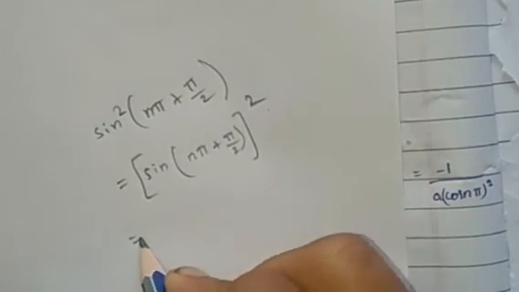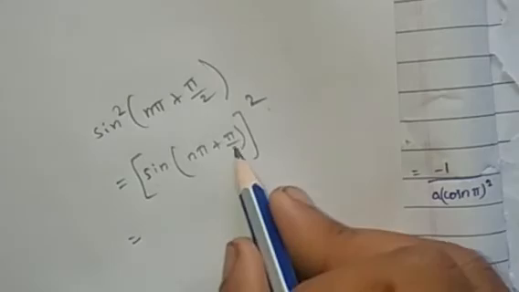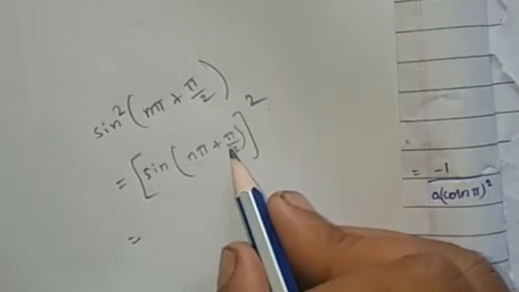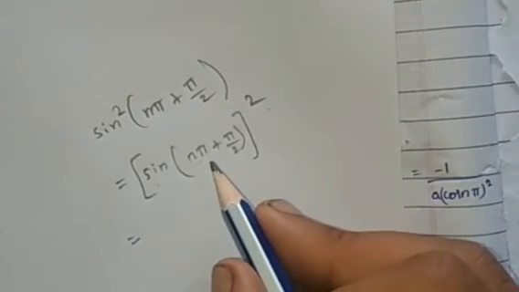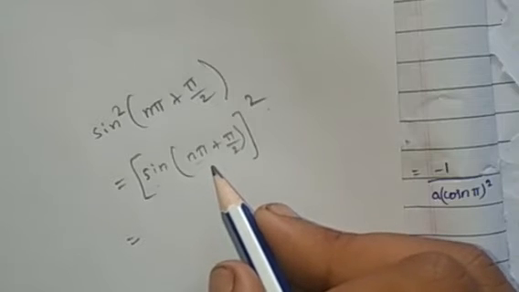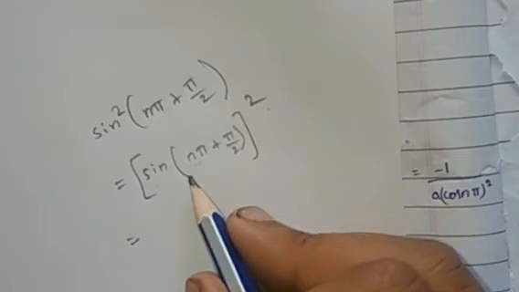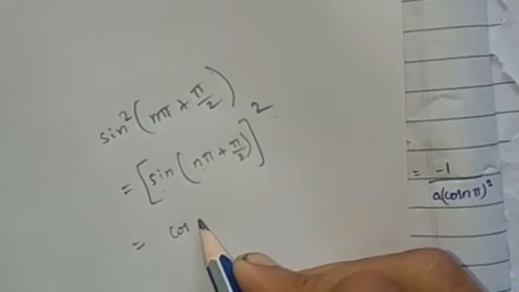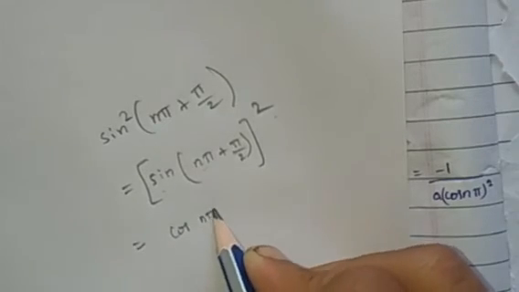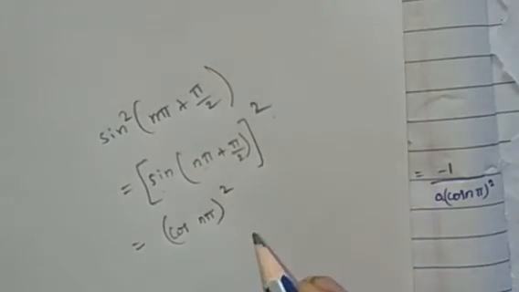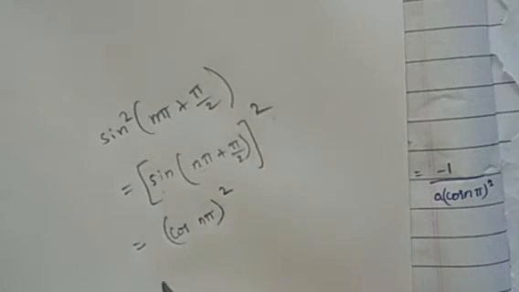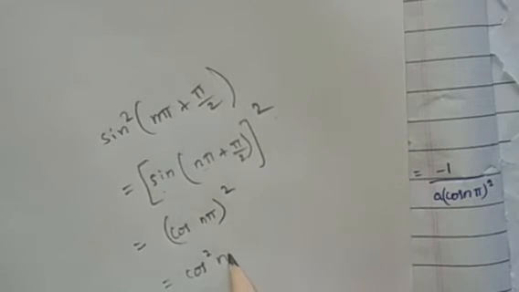Okay, which is equal to sin of 90 plus theta. 90 plus theta is in the second quadrant. In the second quadrant, sin will be positive. We get cos n pi, that's power square. Cos n pi whole square means cos square n pi.